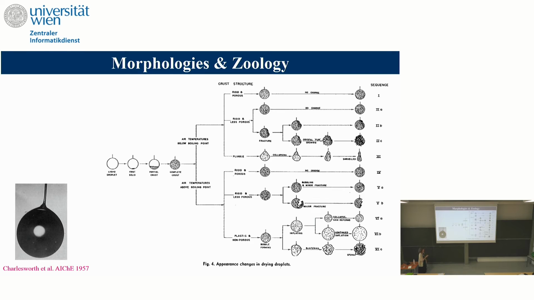And he speaks about the crust, the shell, and he has different types of crust: rigid and porous, rigid and less porous, pliable, rigid and less porous, plastic. So anyway, the fact that a crust, a shell, a skin, whatever you want to call it, is very important was already recognized in 57.